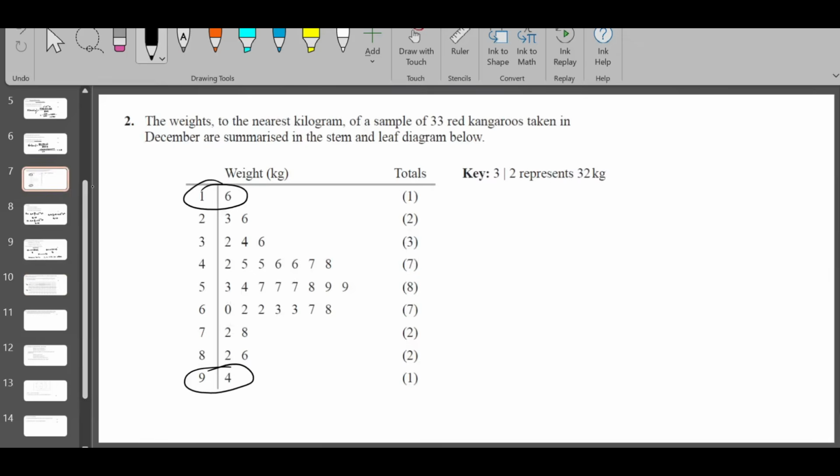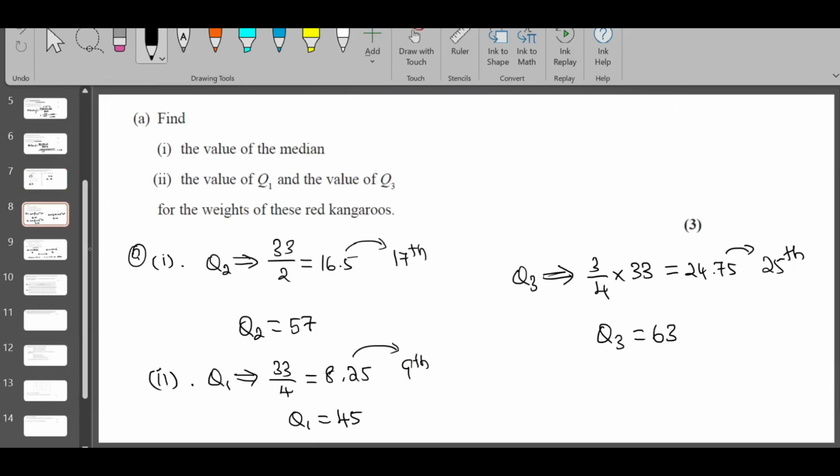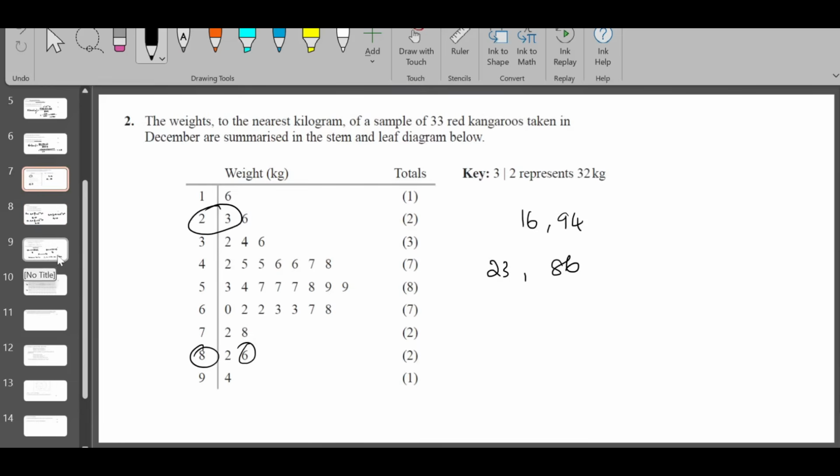For December, we have the stem and leaf diagram here, right? So from here, we know 16 and 94 are outliers. So the next lowest number is 23. The highest number is this 86. And we have Q1, Q2, Q3 here. We need all these things: Q1, Q2, Q3, the lower quartile, median, upper quartile, and the lowest value, highest value, and outliers to draw the box and whisker plot.